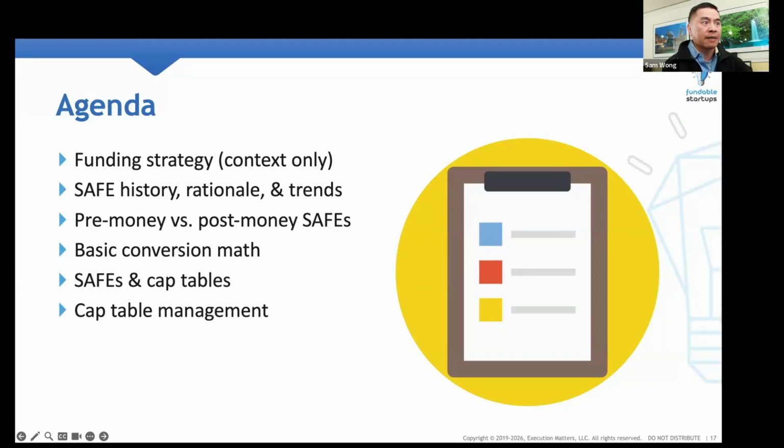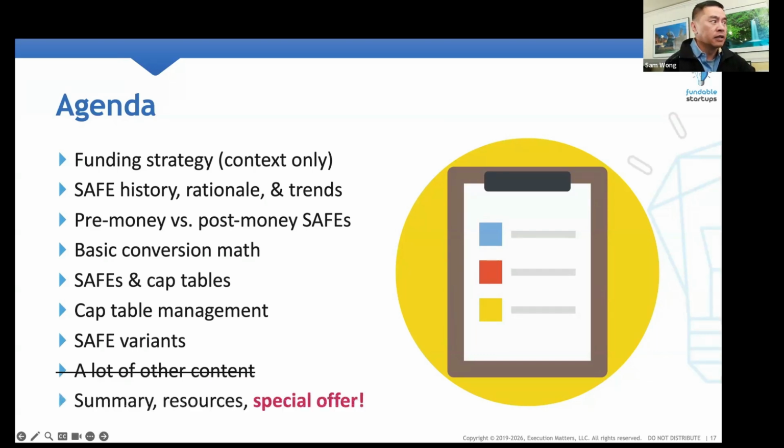We'll talk briefly about cap table management options with a focus on Carta. I am a Carta partner as well. Then we'll touch base on some SAFE variants. There's a lot of other content that we don't have time for. This full course is about 2.5 hours long. And then we'll end with a summary, talk about some resources and a special offer.